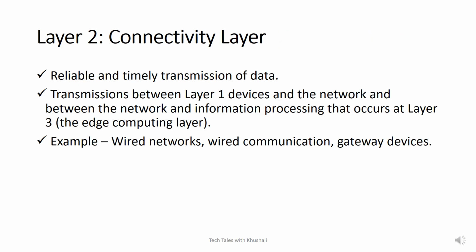See the second layer, that is the connectivity layer. This layer mainly focuses on connectivity and its most important function is reliable and timely transmission of data. More specifically, this layer includes transmissions between layer 1 devices and the network, and between the network and the information processing that occurs at layer 3, which is the edge computing layer. Examples include wireless networks like Wi-Fi, Bluetooth, Zigbee or cellular networks, wired communication via Ethernet, or gateway devices that aggregate data from sensors and forward it to the cloud.